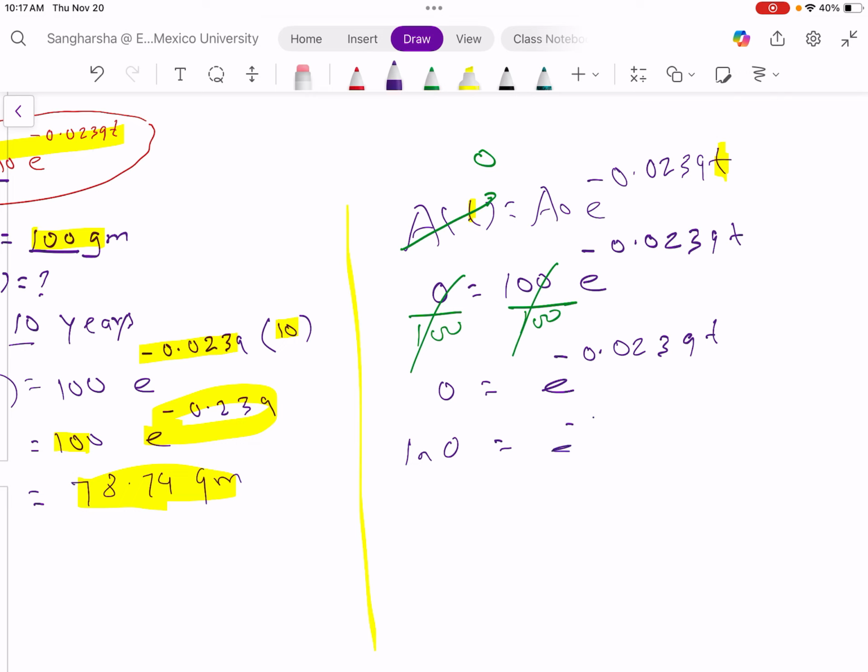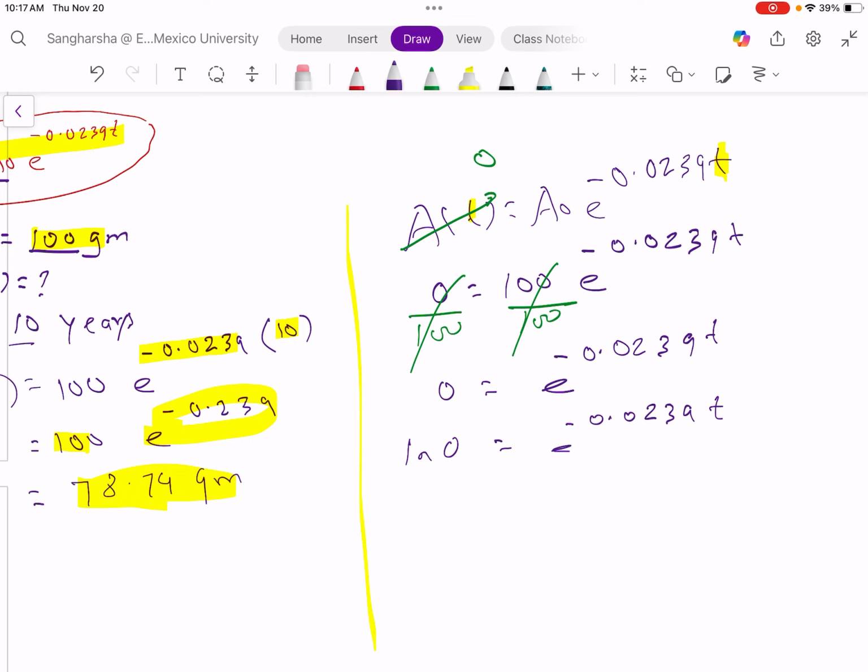Now, can you use your calculator to find ln of 0? What is that equal to? Ln of 0. Is that undefined? That's undefined, right? So there is no value for ln of 0. Since this is not a real number, we cannot calculate it.